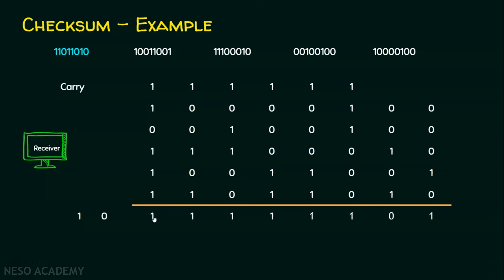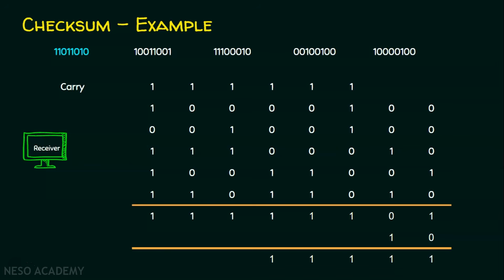We know that if any carry is generated, we have to wrap it around. So 1 0 is brought, again the addition is performed, and now you can notice the addition. And if we get the result as all ones, the receiver accepts it. Because the result is all ones and the receiver understands that there are no transmission errors. That's it about the checksum.